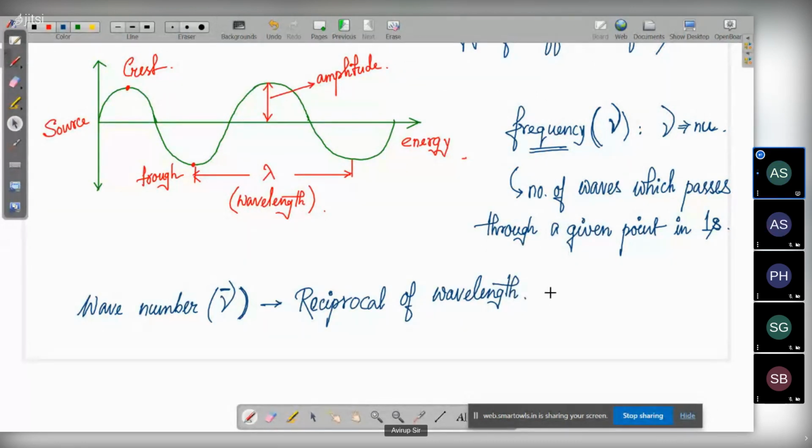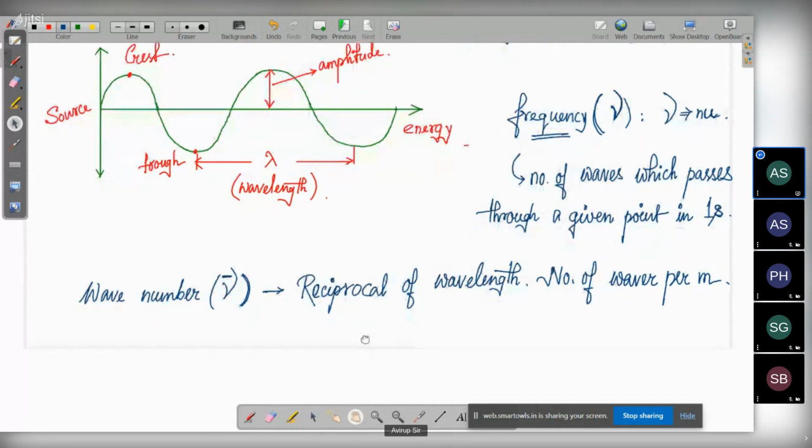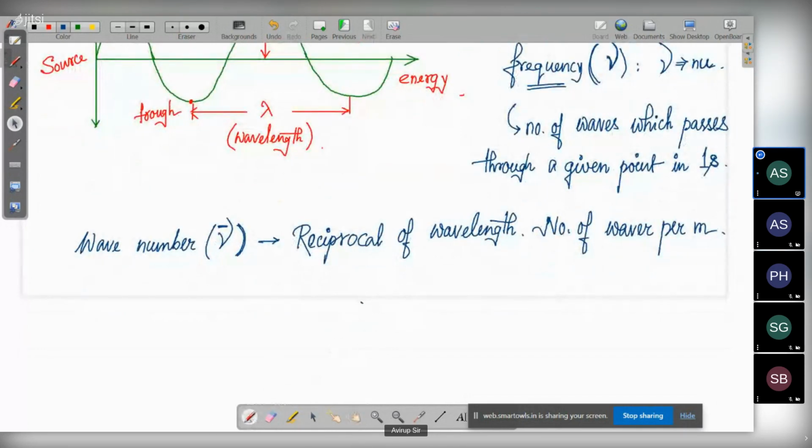So it is the number of waves per meter. The formula for wave number becomes nu bar is equal to 1 by lambda, because it is said to be the reciprocal of wavelength. That is why the reciprocal, 1 by lambda, has been taken. So nu bar is equal to 1 by lambda.